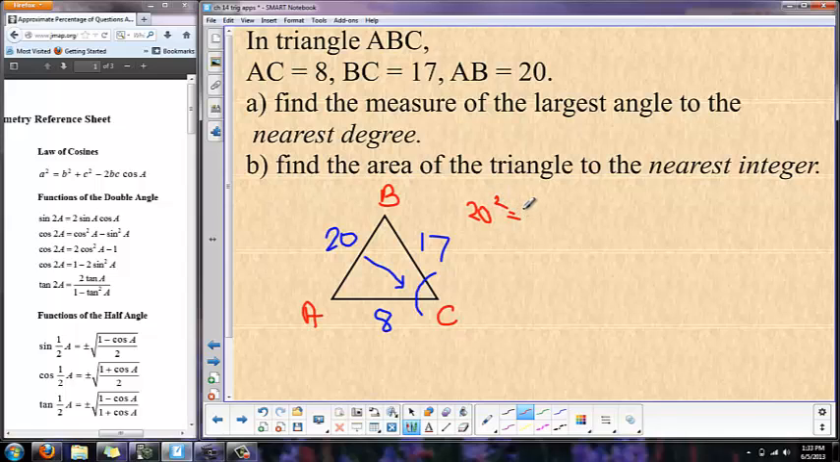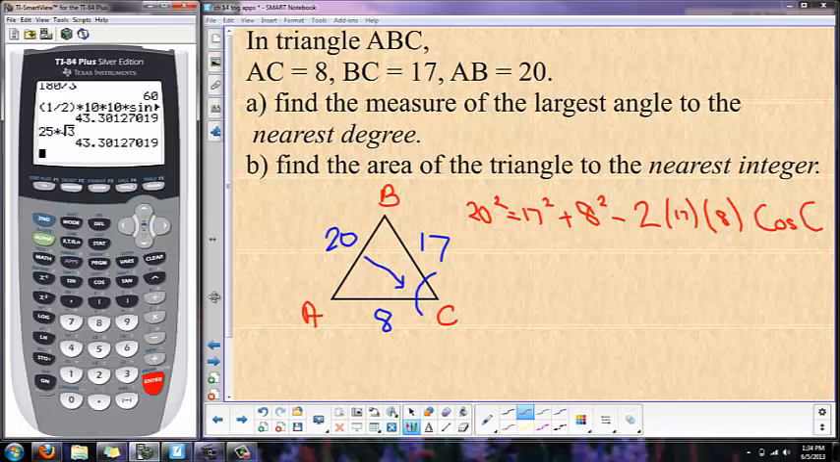is equal to 17 squared plus 8 squared minus 2 times 17 times 8 cosine of C. And then, unfortunately, because we have to solve for the angle, this isn't the easy kind. We have to do this step by step in our calculator.